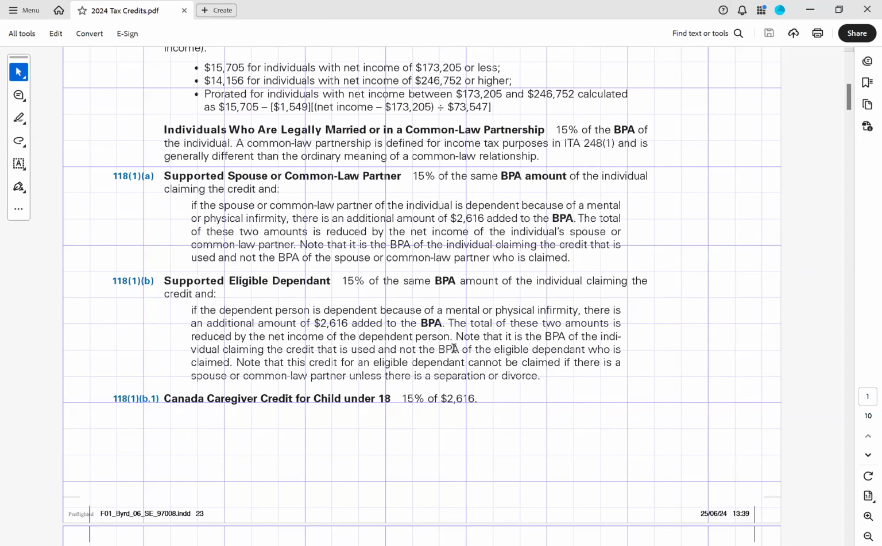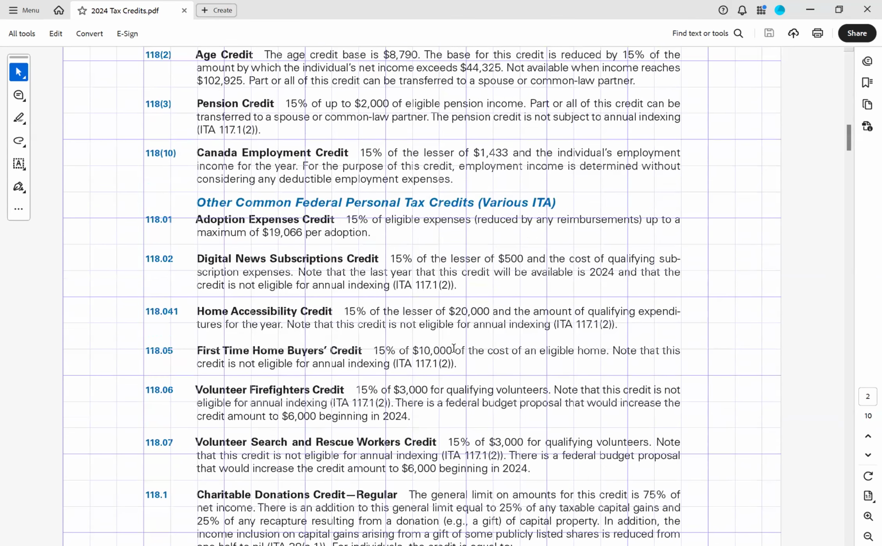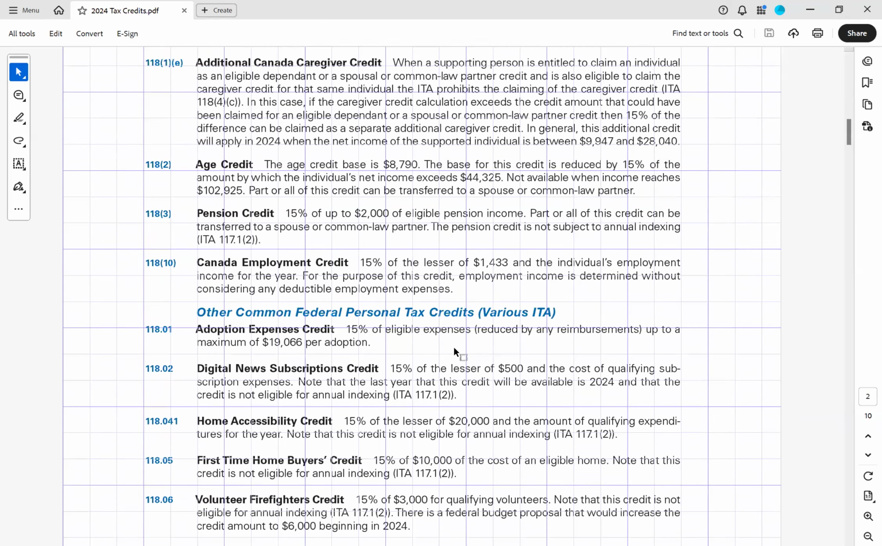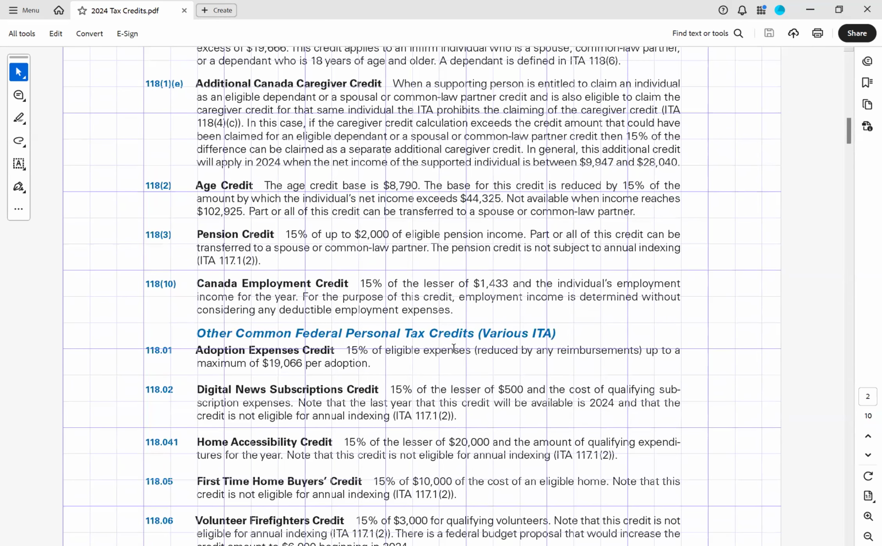The other tax credit that we're going to talk about, if I scroll down, is the home accessibility. So if you look at the bottom and just go up 3, you'll see the home accessibility credit, 15% of the lesser of 20,000 and the amount of qualifying expenditure. So I'll talk a little bit about the home accessibility. I'll bring us back to our Excel spreadsheet.